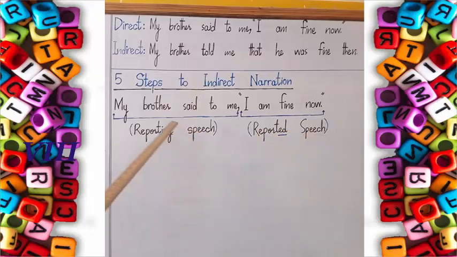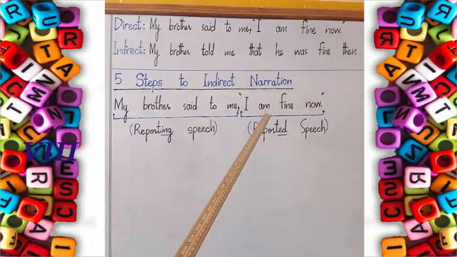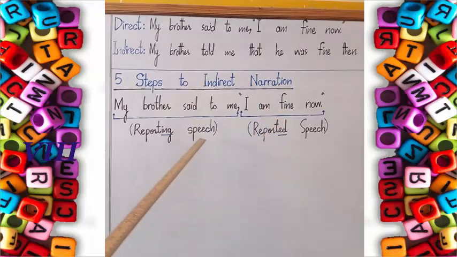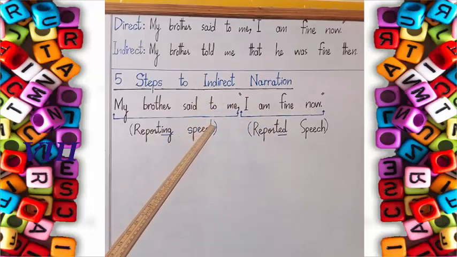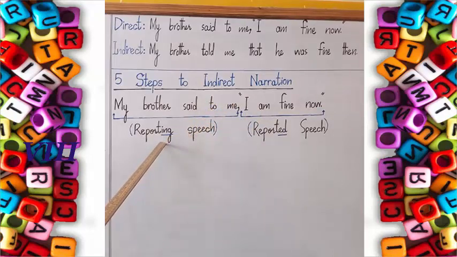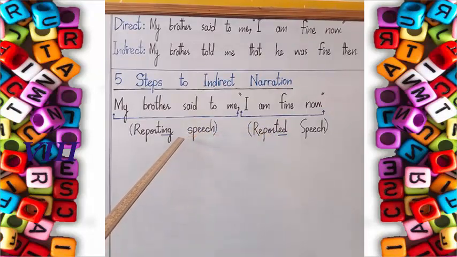So the first part of a direct sentence is called reporting speech, which is outside the commas. And the second part, "I am fine now," which is inside the commas, is called reported speech. So you must understand to differentiate between reporting speech and reported speech. The speech which is outside the comma is called reporting speech, and the speech which is inside the commas is called reported speech. So if you understand these 2 parts of the sentence, you can easily understand the next 5 parts or the steps to indirect narration.